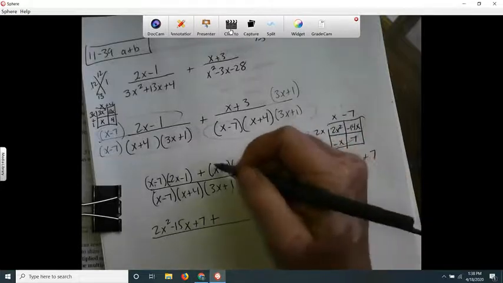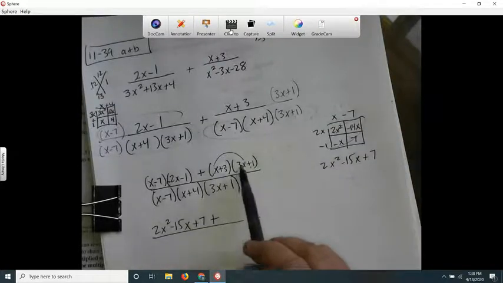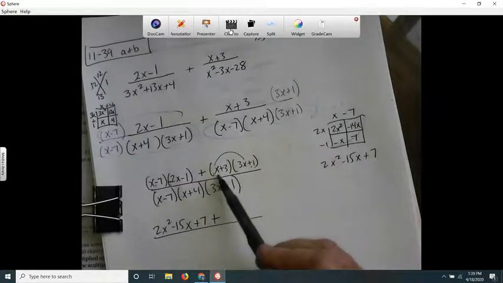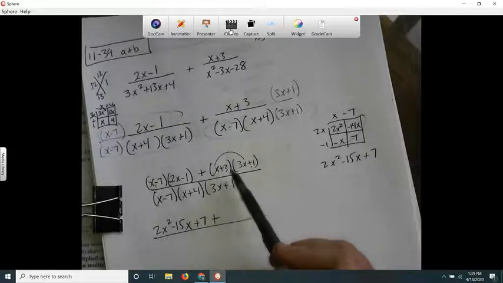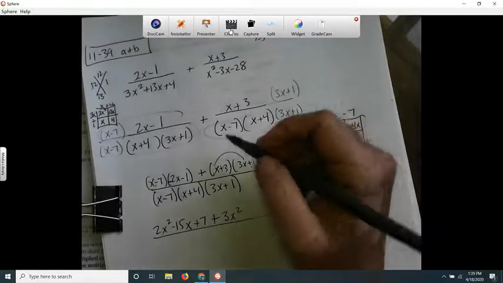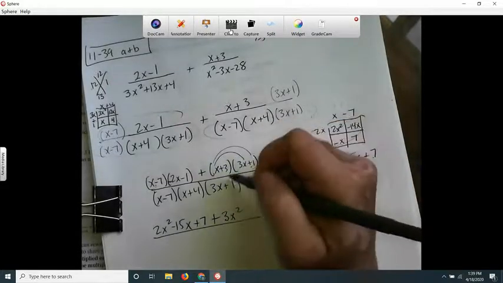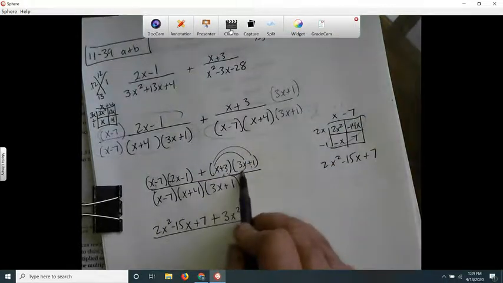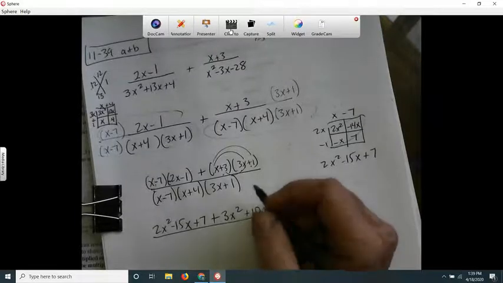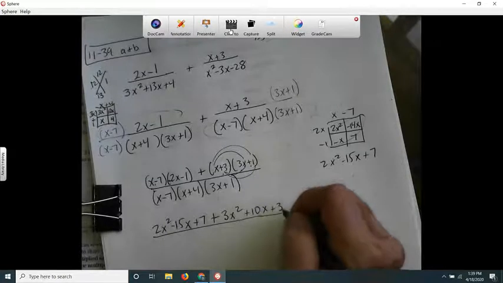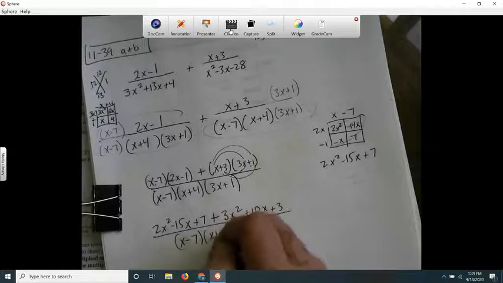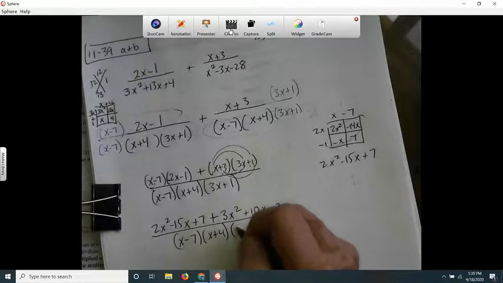And then I like to FOIL. You can make another area model box and multiply these out just the same way I did here. But there's also this. You can go x times 3x is 3x squared. And x times 1 is x plus 9x, because 3 times 3 is 9x. That gives me 10x. And then 3 times 1 is 3. And then that's all over this. So this is kind of a long procedure.